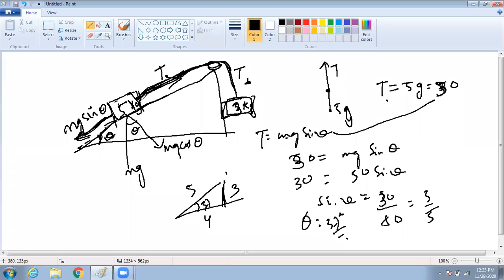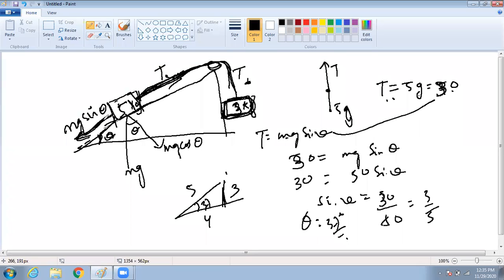It is based on yesterday's class, so you have to read the class. This was the problem. This tension is actually lifting this mass, and also this is pulling this mass this side. So T equal to 3 kg into 10, so 30. So T equal to 30. Here also T is pulling this mass.